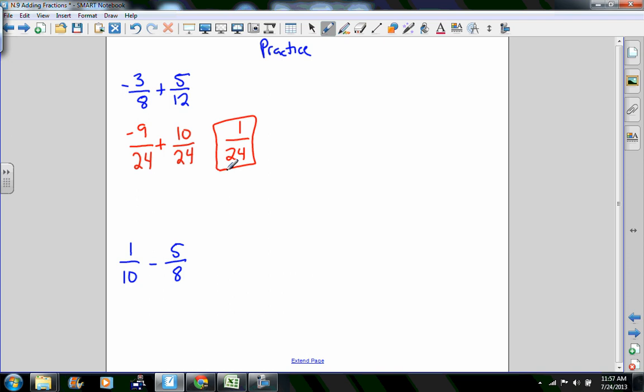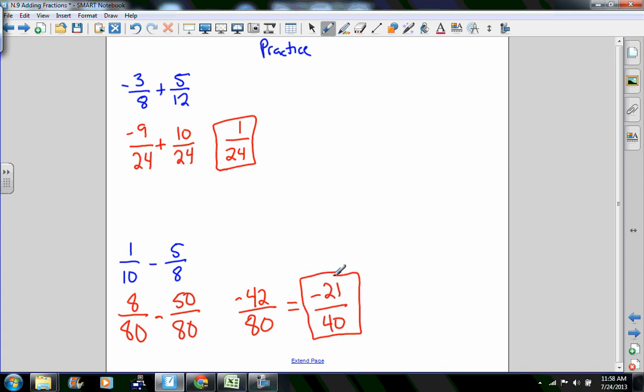And on the bottom, common denominator, a couple options, could have done 40. I did 80 just because I did 10 times 8. 1 times 8 should have been 8. And then 5 times 10 should have been 50. Now we subtract. So we get negative 42 over 80. Divide by 2 gives us negative 21 over 40. And that should be simplified.